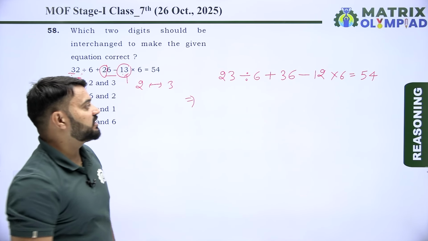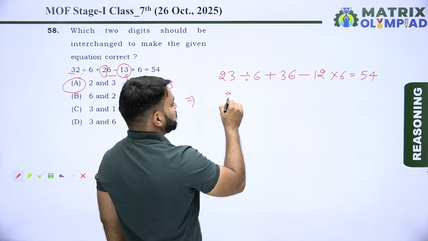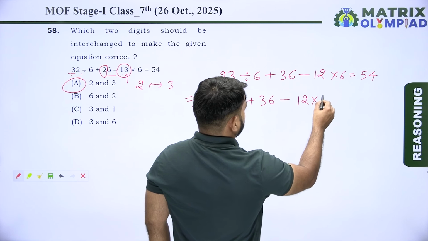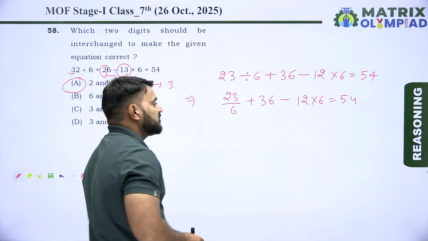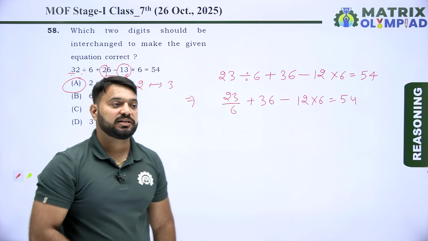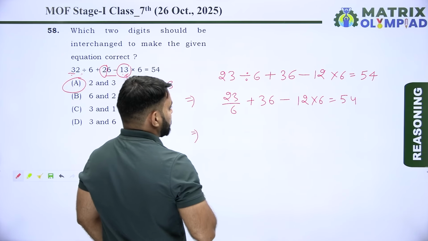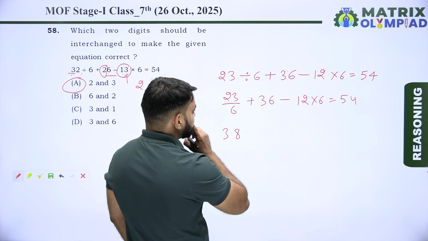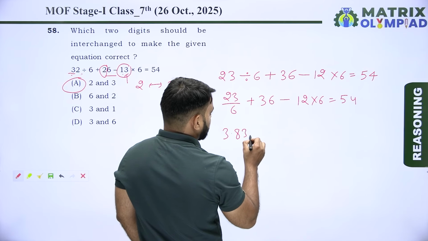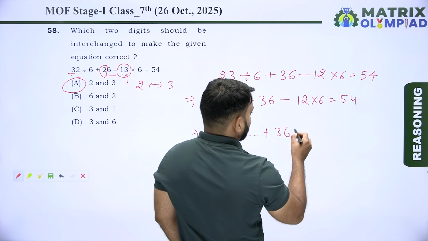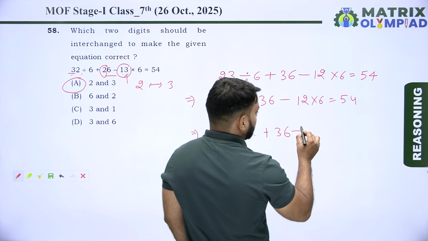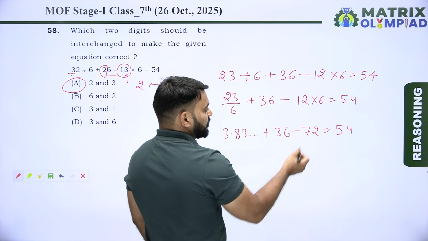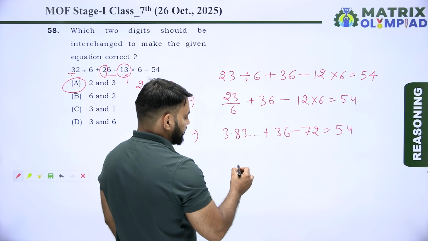Now using the BODMAS rule in this equation, first divide the numbers. 23 divided by 6 plus 36 minus 12 into 6 is equal to 54. 23 divided by 6 is not a natural number, it is a decimal number. So 23 divided by 6 is 3.8 something, plus 36. Now multiply the numbers. Minus 12 into 6 is 72, equal to 54. Now plus 36 plus 70 minus 72, it means minus 36.